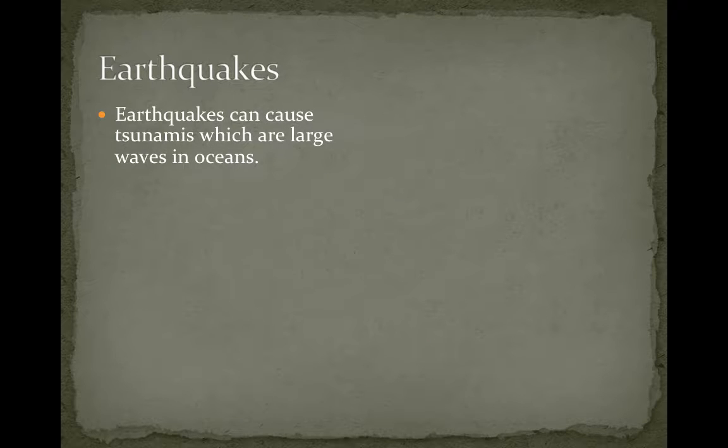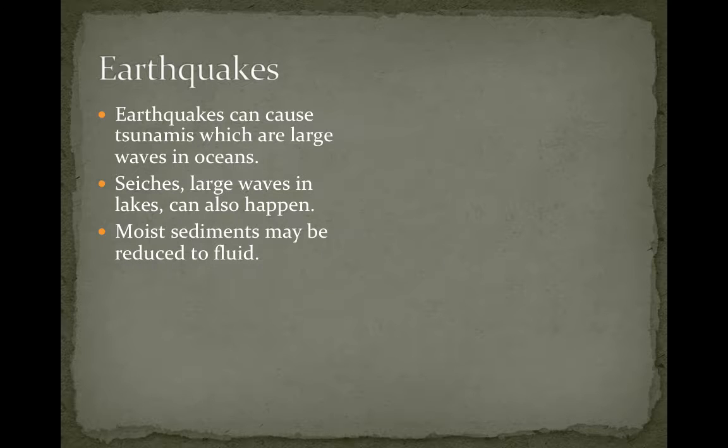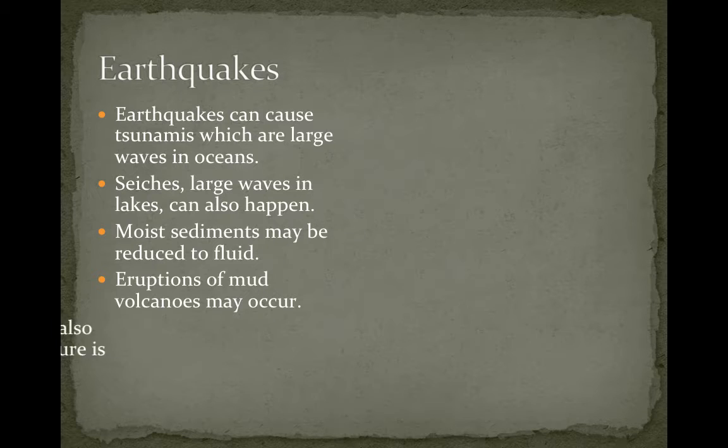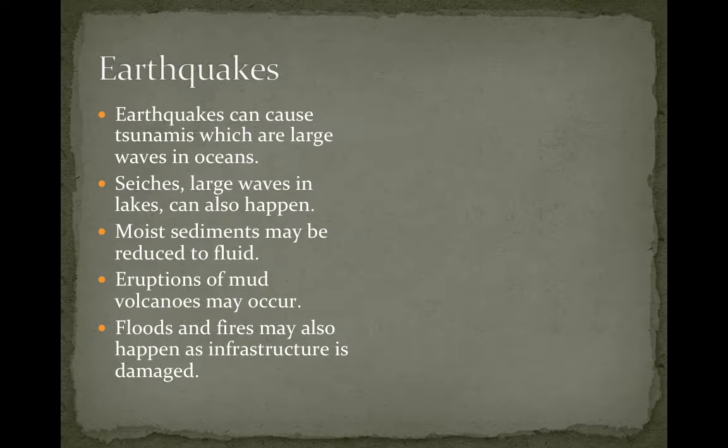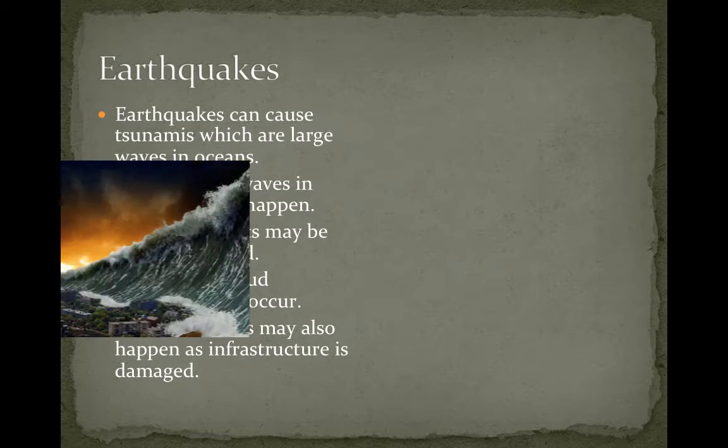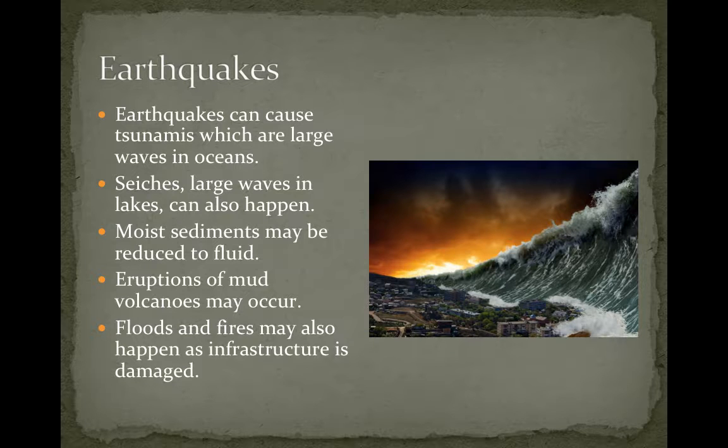Earthquakes can cause tsunamis, which are large waves in oceans. Seiches, or large waves in lakes, can also happen. Most sediments may be reduced to fluid. Eruptions of mud volcanoes may also occur. Floods and fires may also happen as infrastructure is damaged.